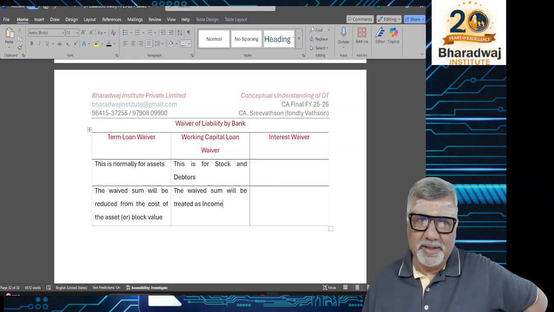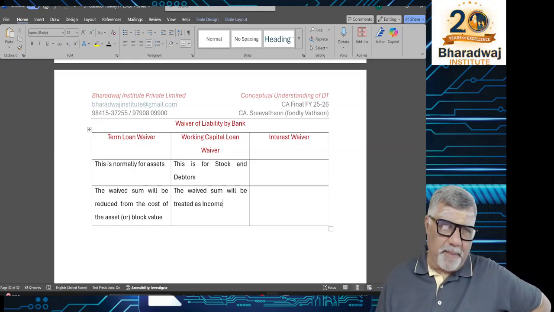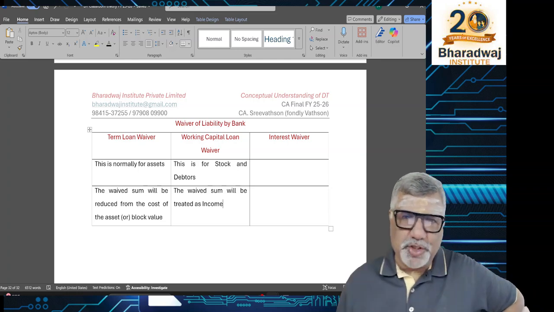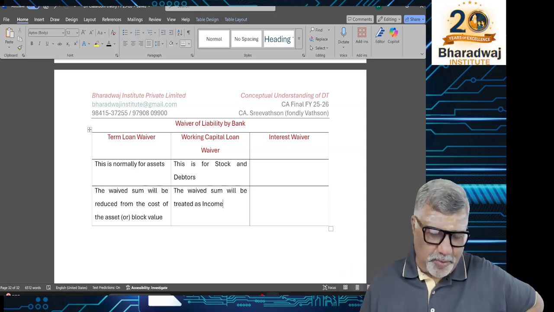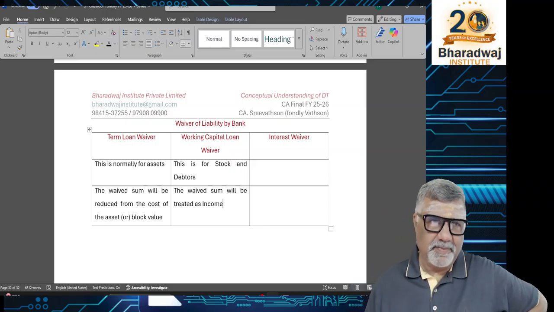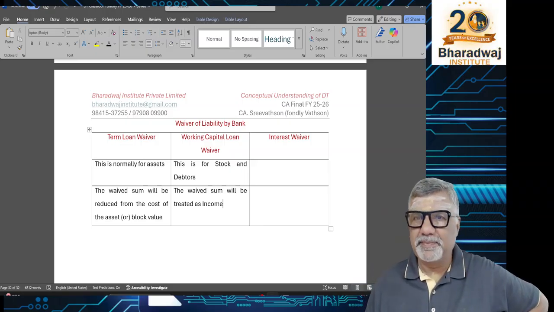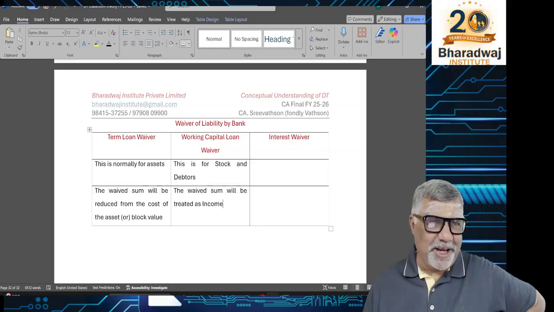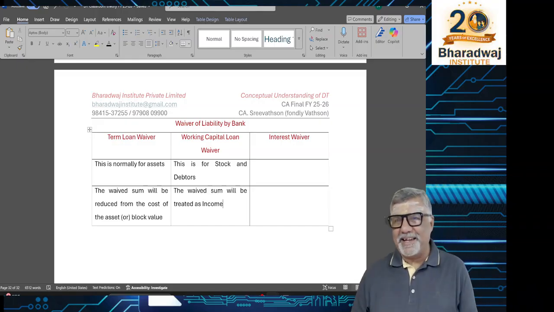The treatment will be the same as working capital loan, because it is an expenditure which is getting waived, so it should be treated as income. That's what you say, Lija, right? Any other answer? No treatment. Very good. Why? I will extend our answer.